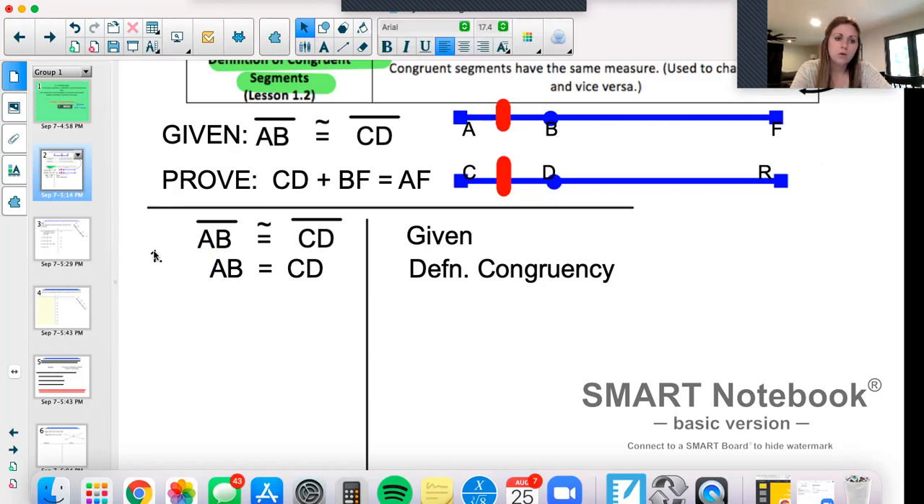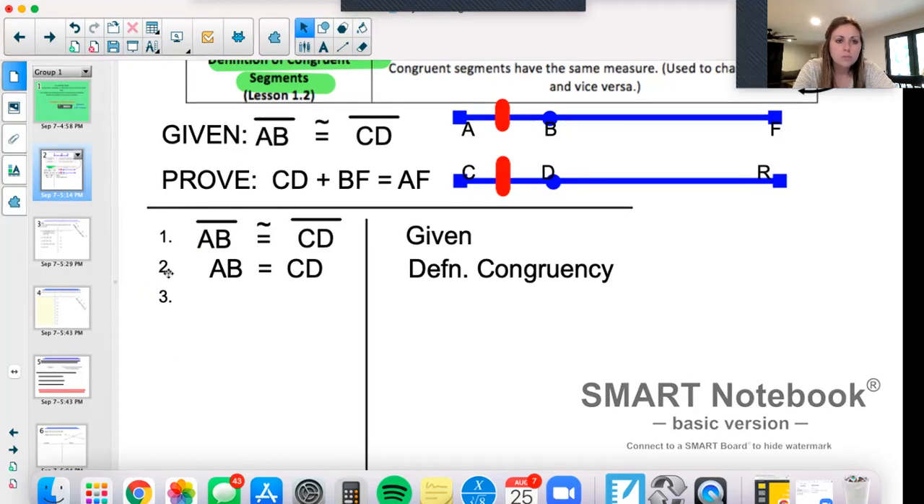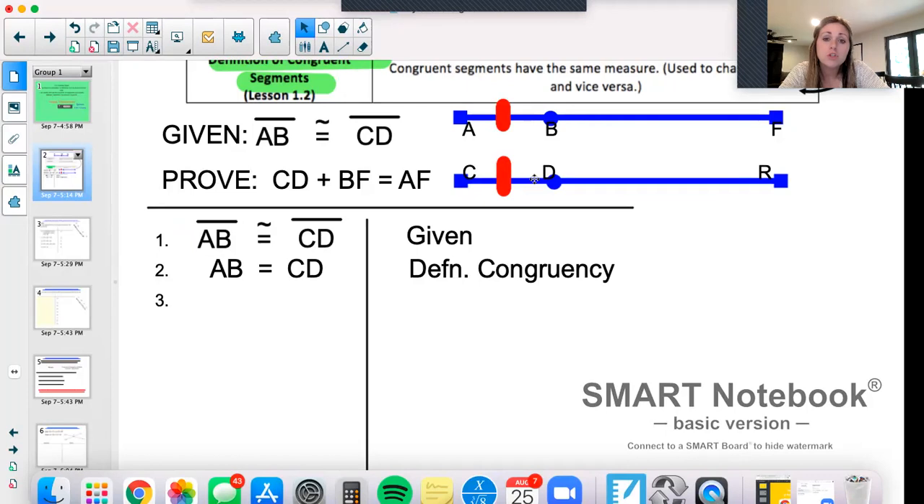Okay, so go back to what you were trying to prove. Remember, that's what we are working towards every single time. So we are trying to prove that the measure of CD plus the measure of BF equals the measure of segment AF. Okay, so that's kind of a complicated thing. It looks a little weird, but we'll get there.